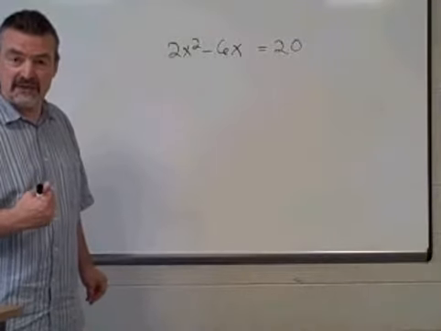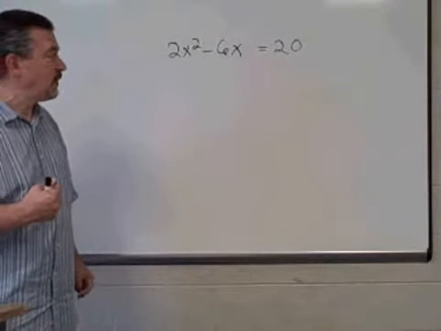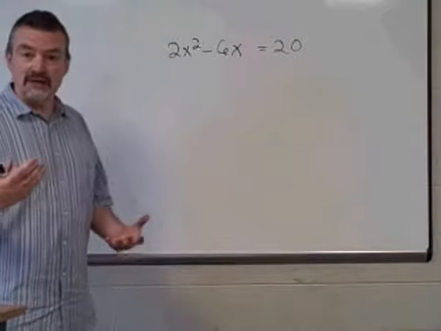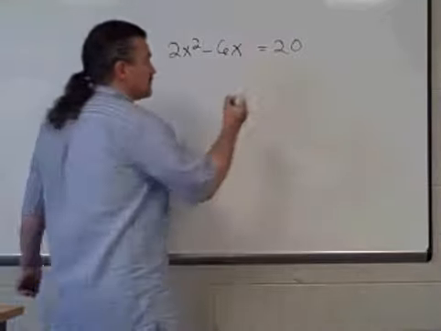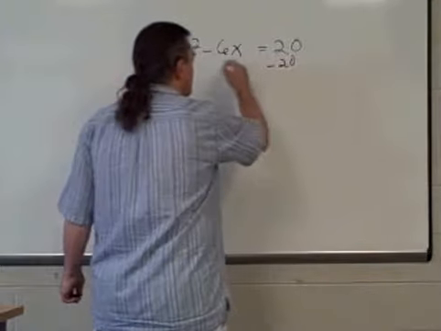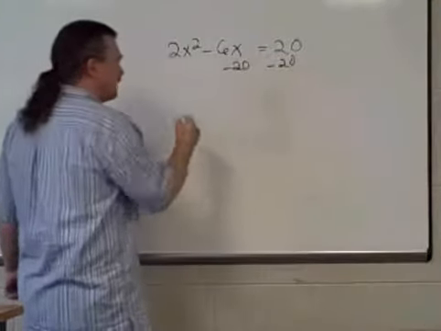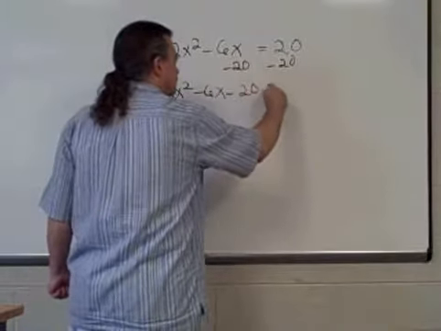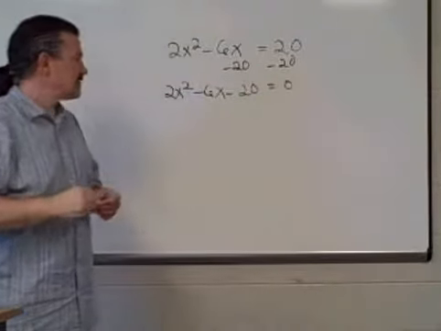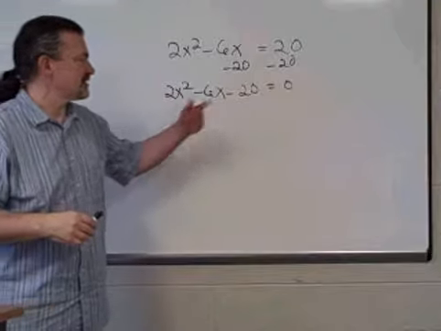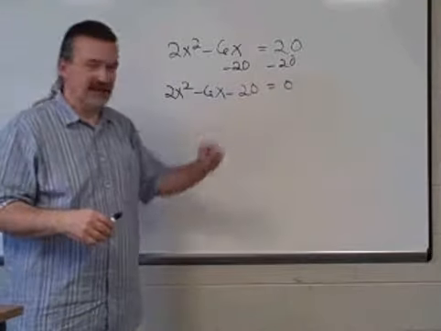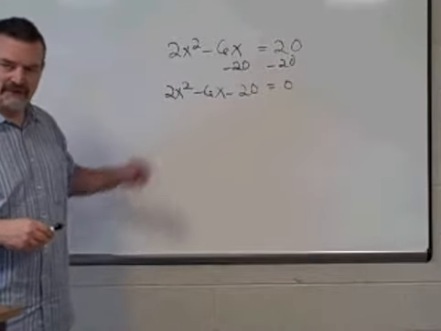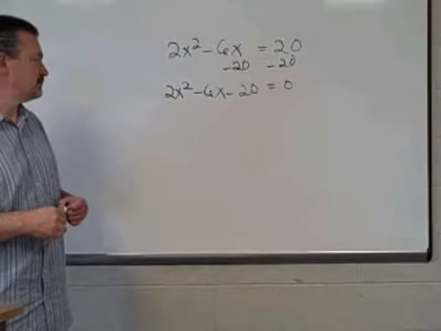We don't have standard form with this equation. We need to first put the equation in standard form. What I can do to make that happen is to subtract 20 from both sides. Now the left-hand side of my equation is 2x squared minus 6x minus 20. The right-hand side of the equation is now 0, and I'm ready to start factoring that polynomial.